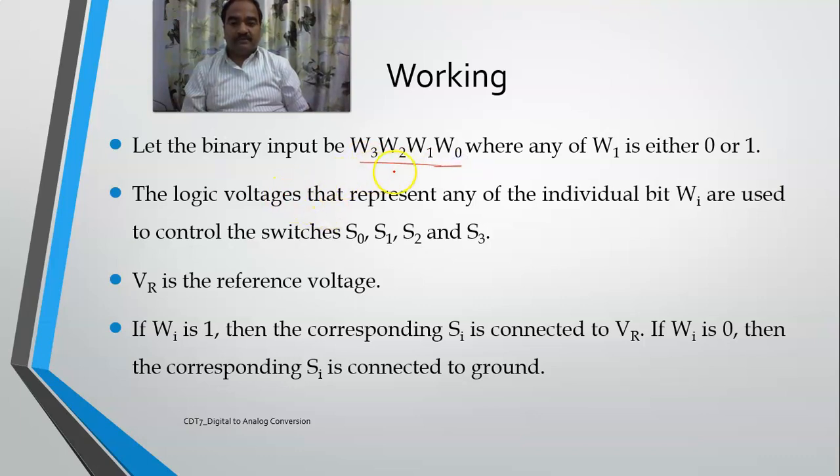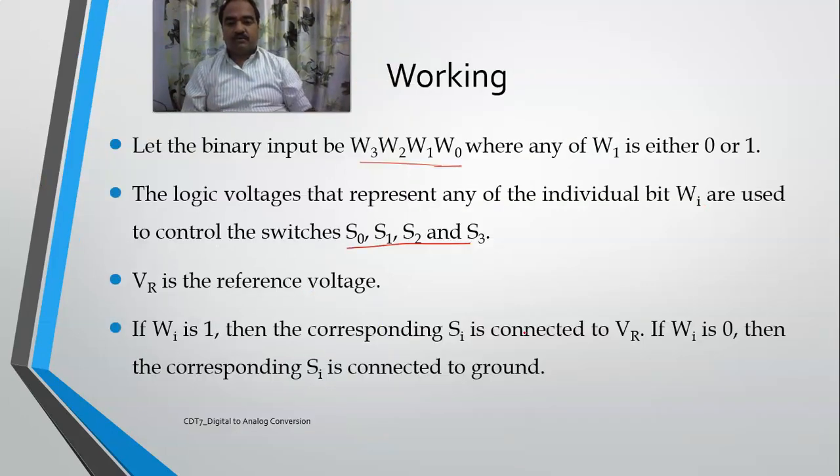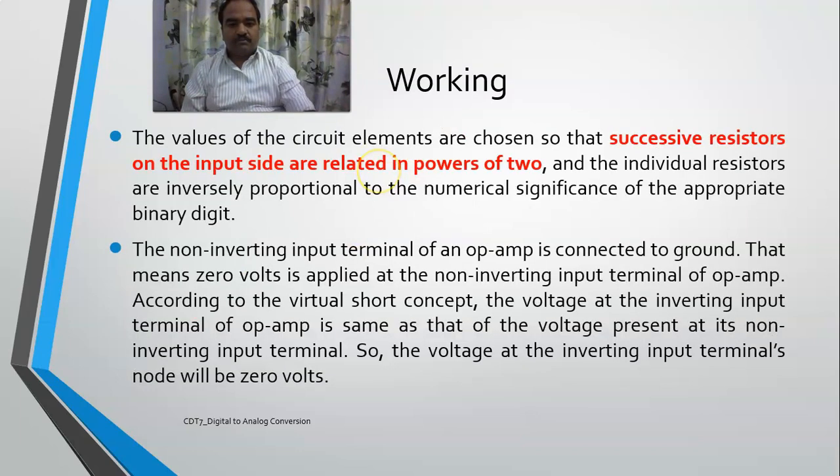And the logic voltages which represent individual bits are the switches S0 to S3, which we have seen. These are the switches S0, S1, S2 and S3. VR is the reference voltage, and if any of these bits is 1, the corresponding switch is connected to VR. If it is 0, it will be connected to ground. So now, working.